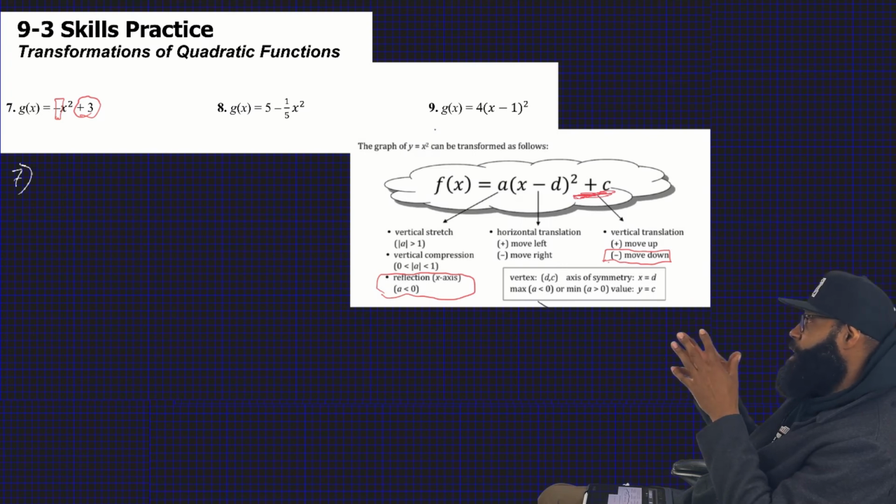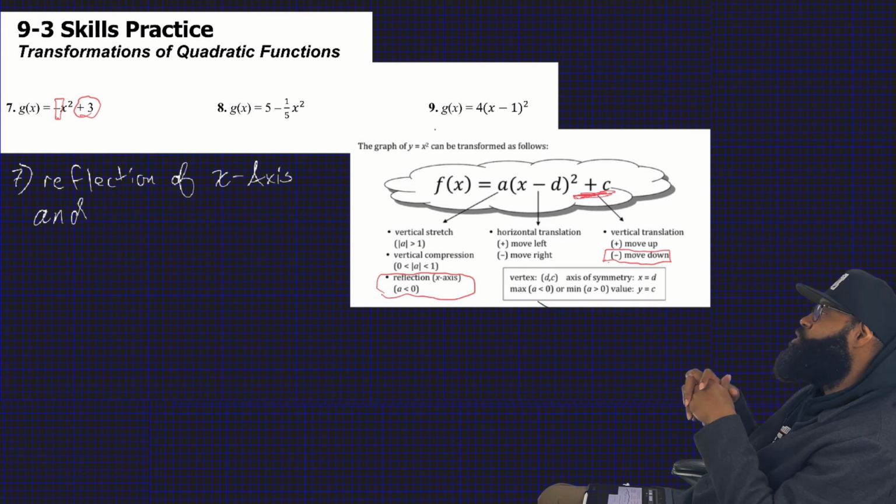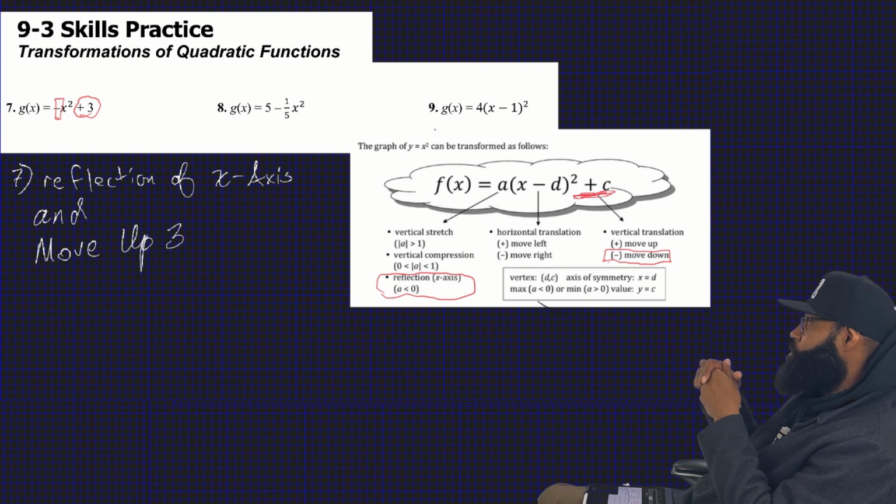So for number 8, 8's my curveball. Well, let's finish 7. 7, reflective of the x-axis. And what else is going on? Because that's not the only thing. We also have a +3 after the x squared. So since +3, it's going to move it. So with it moving, move up because it's positive.